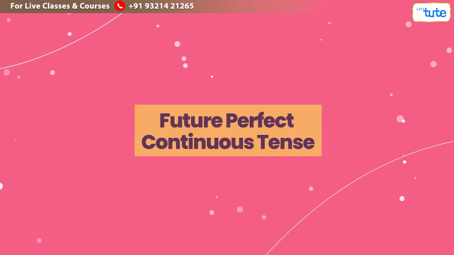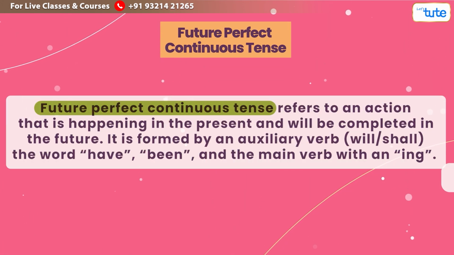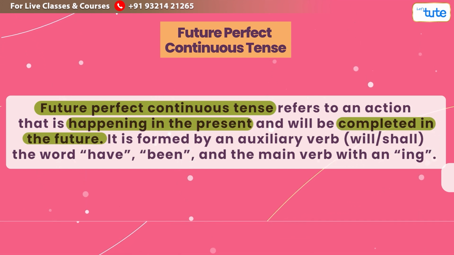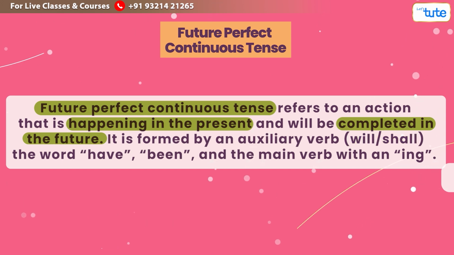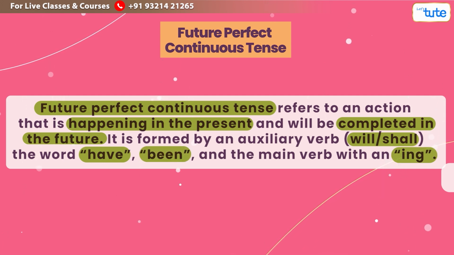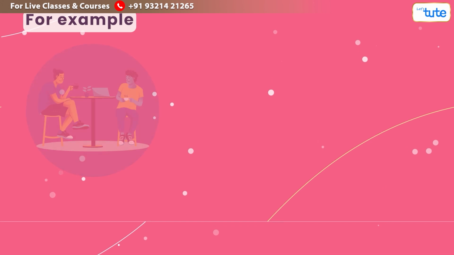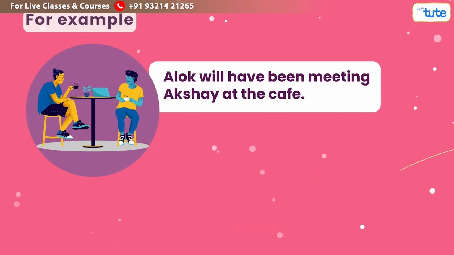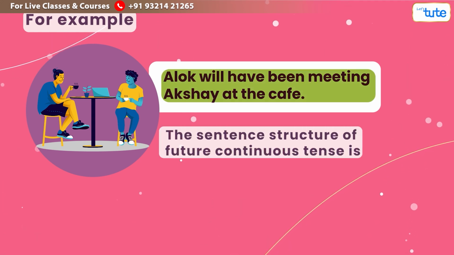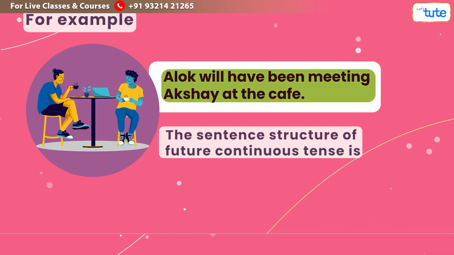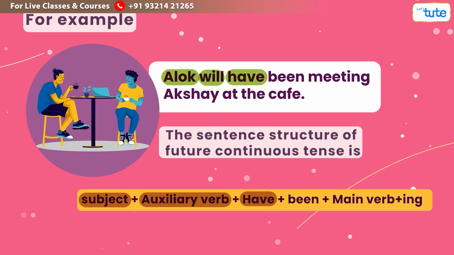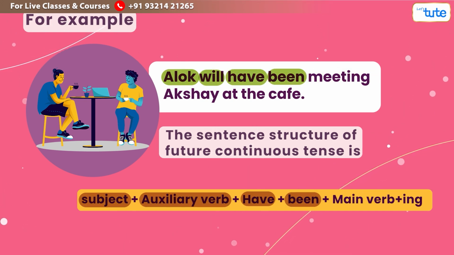Future perfect continuous tense. Future perfect continuous tense refers to an action that is happening in the present and will be completed in the future. It is formed by an auxiliary verb, will or shall, the words have been, and the main verb with an ing. Example, Alok will have been meeting Akshay at the cafe. The sentence structure of future perfect continuous tense is Alok will have been meeting Akshay at the cafe. Subject plus auxiliary verb plus have plus been plus main verb plus ing.